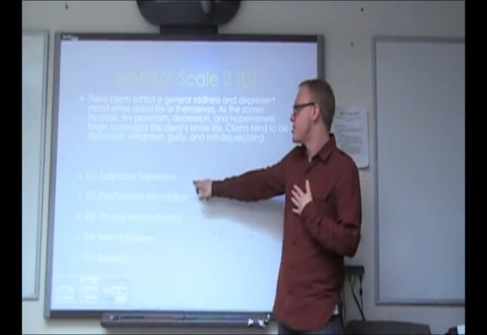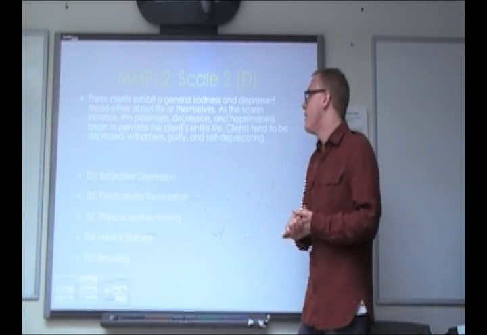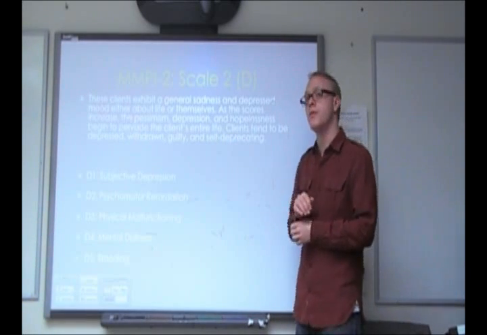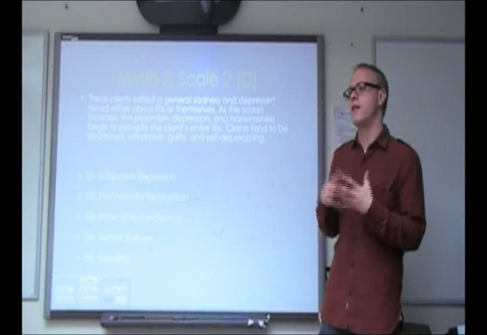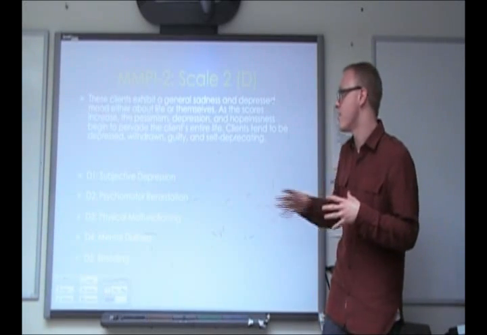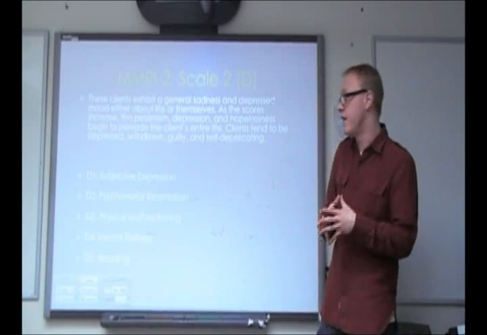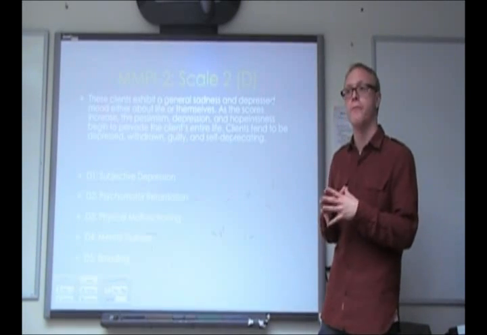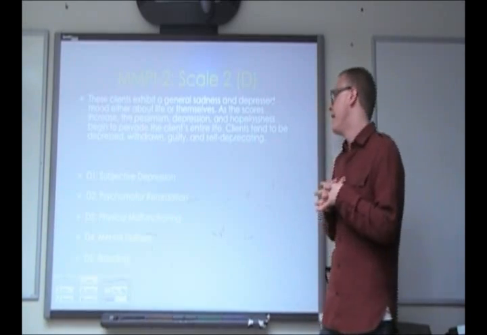D1 is subjective depression, which is where they endorse feeling depressed. D2 is psychomotor retardation, which, based on the depression diagnosis, needs to be observable by others. But here it's just, are they sluggish? Are they feeling like they're not moving? So it's actually subjective, which is a little bit of a problem with this.